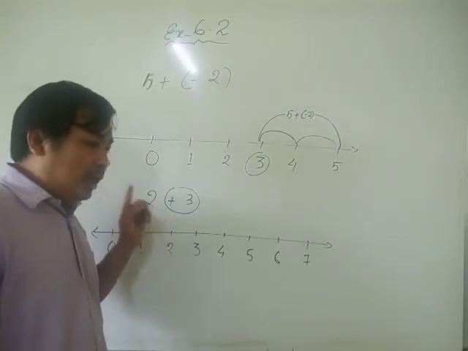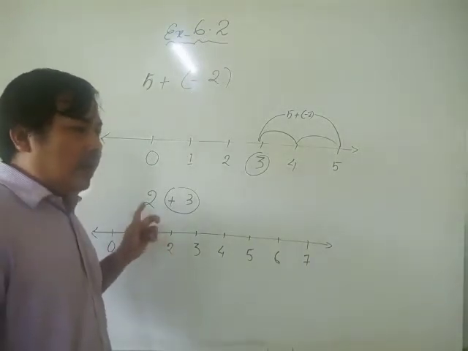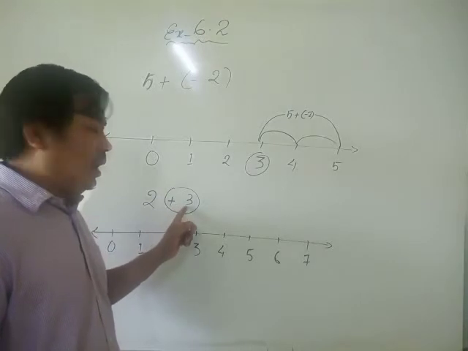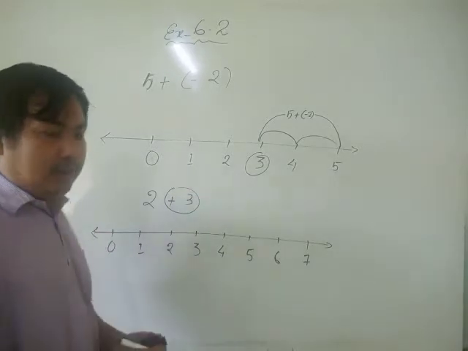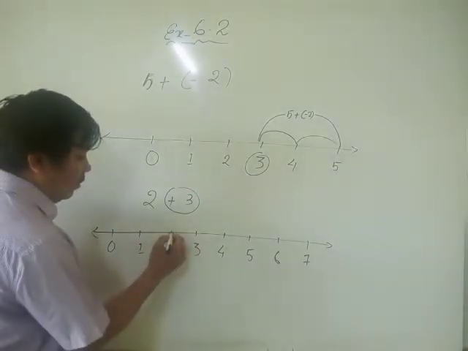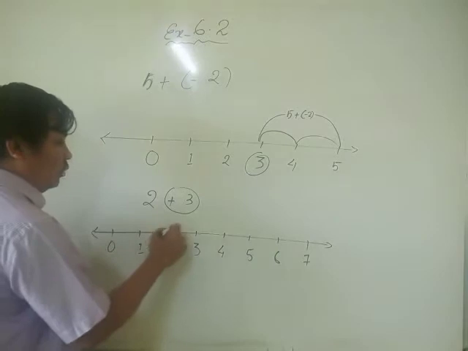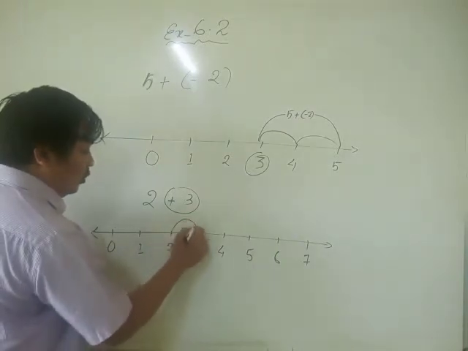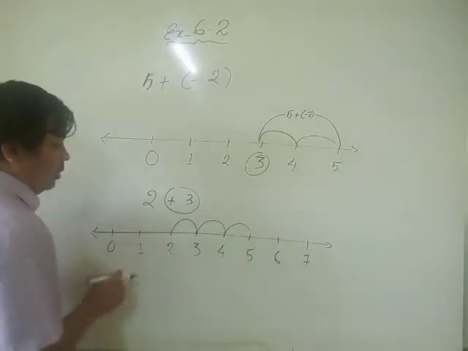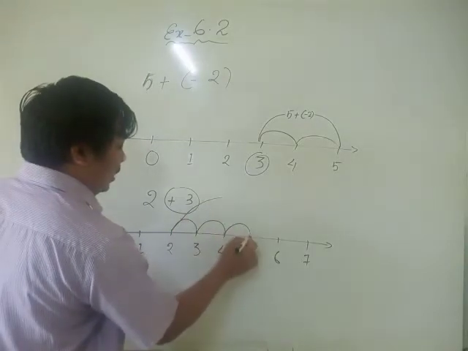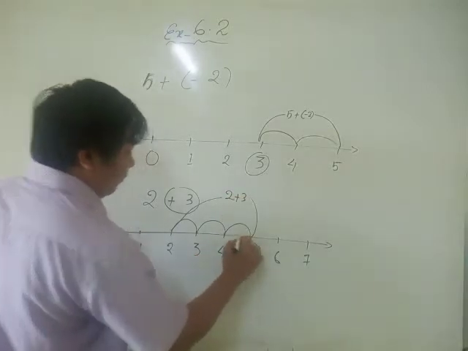So to 2 we are adding a positive number. Starting from 2, we move 3 steps to the right side. Okay, now we have to start from 2. Plus means we have to go towards the right side. Here from 2: 1, 2, 3, we get here. You can see this part will represent 2 plus 3. Now the answer is 5.